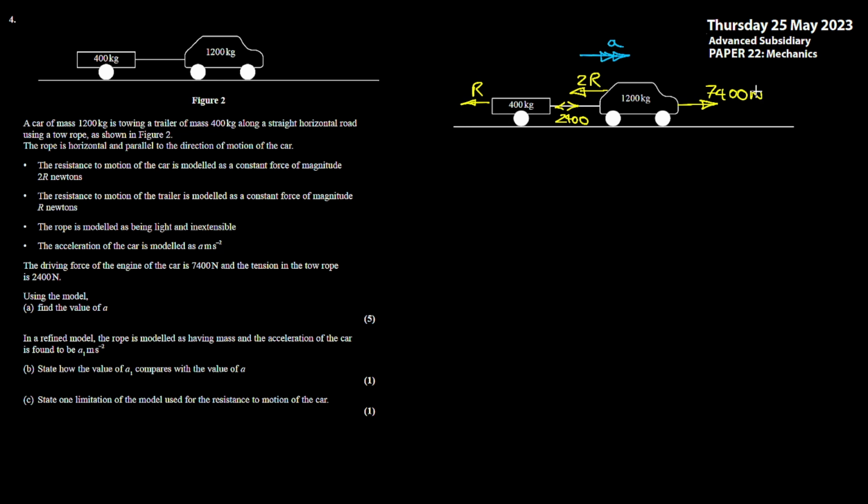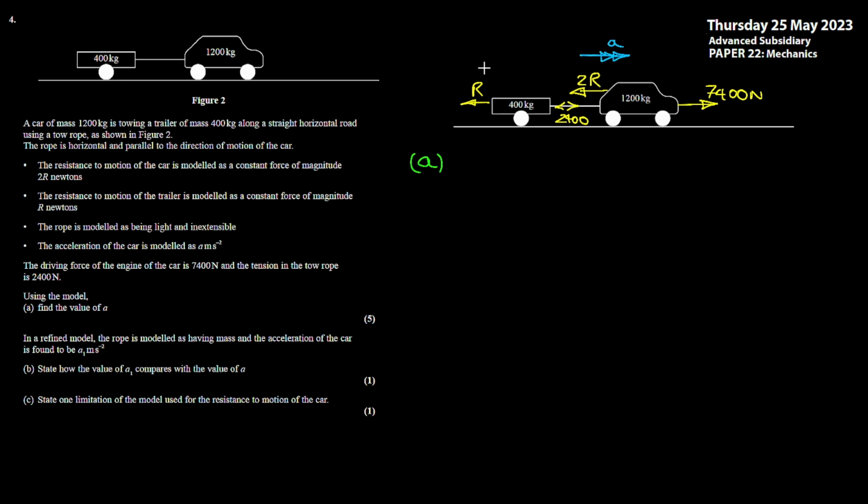We've got a pulling force of 7400, a resistive force of the car of 2R, and another resistive force of just the trailer of R. The tension in the tow rope is 2400, and we're going along with an acceleration of a meters per second squared. So let's have a look at part A. We're supposed to find the value of A.